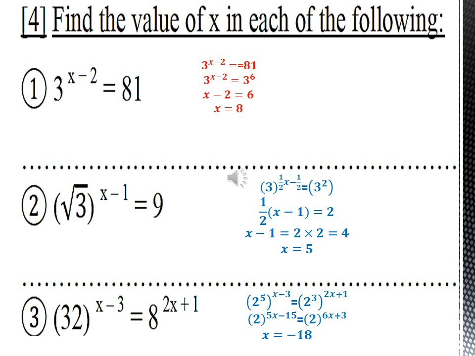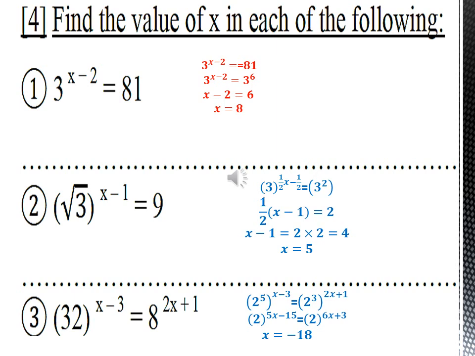Now we must remember that the square root of 3 is meaning 3 to the power half. So it will become 3 to the power (half x minus half) equals 3 to the power 2, which is meaning 9. Now we'll take the powers and solve the equations, and now we'll find value of x equal 5.